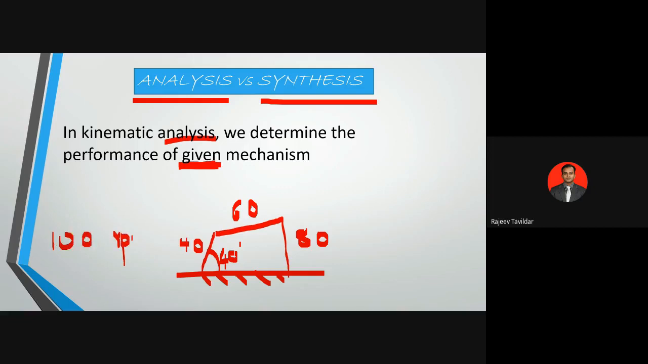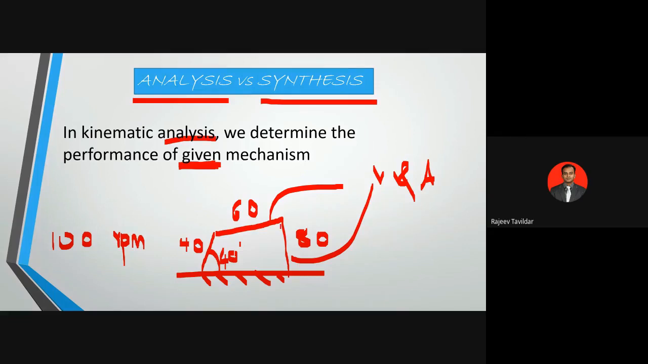With all this given data, you are supposed to find out the velocity and acceleration of these two links. I hope you are remembering this. You are asked to determine the velocity and acceleration, whether it is angular velocity or linear velocity. You are supposed to find this out with the given data.